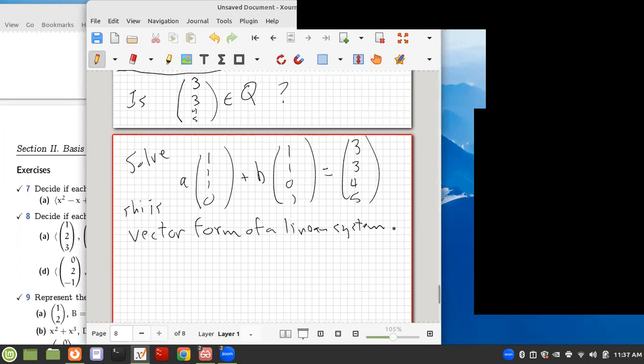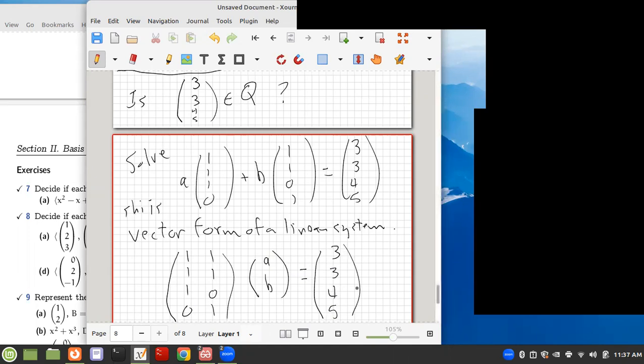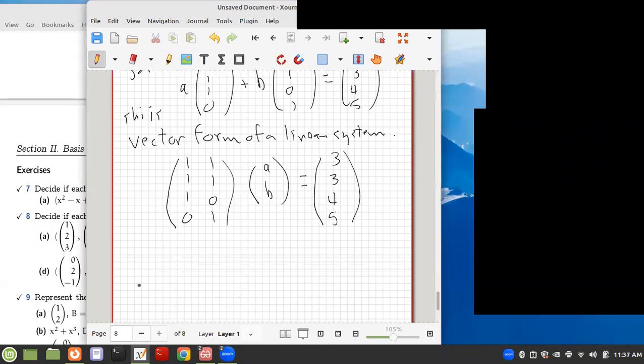Now we can convert it to a different form. We can convert it to a matrix form in the following way. We take the columns here as the columns of the matrix, 1, 1, 1, 0, 1, 1, 0, 1, times AB equals 3, 3, 4, 5. Okay? So this is the matrix form.